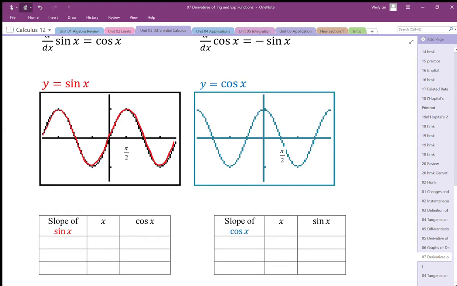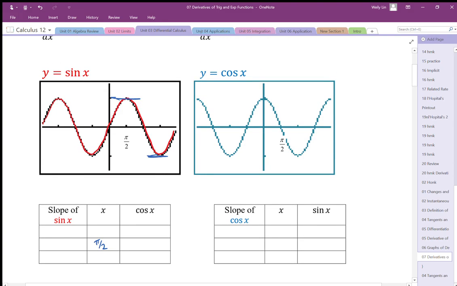Okay, so I'm just going to start with my 0 slope. So I have 0 slope here, I have 0 slope here. So at pi over 2, I have 0 slope. The cosine value at pi over 2 happens to be 0.